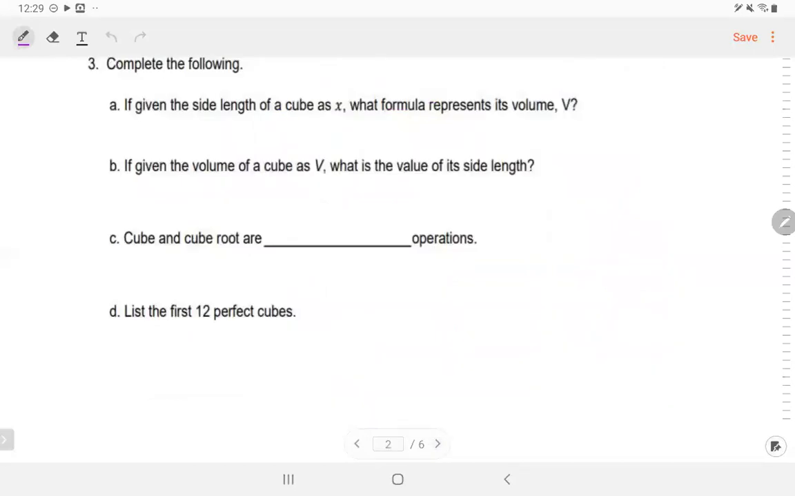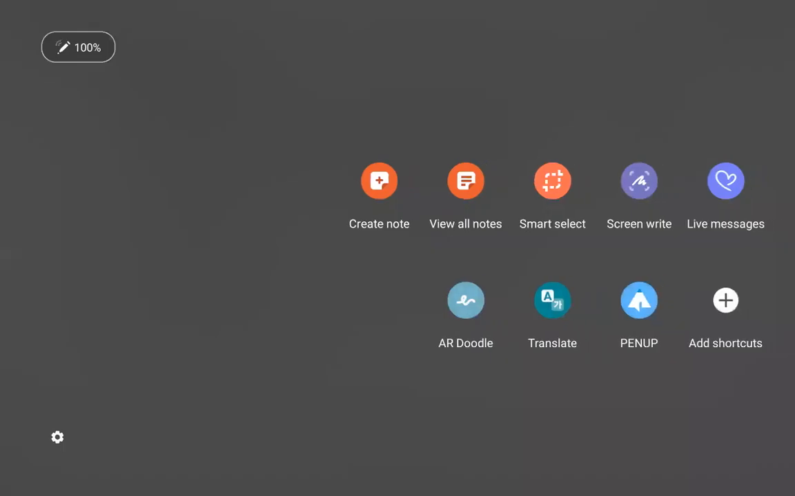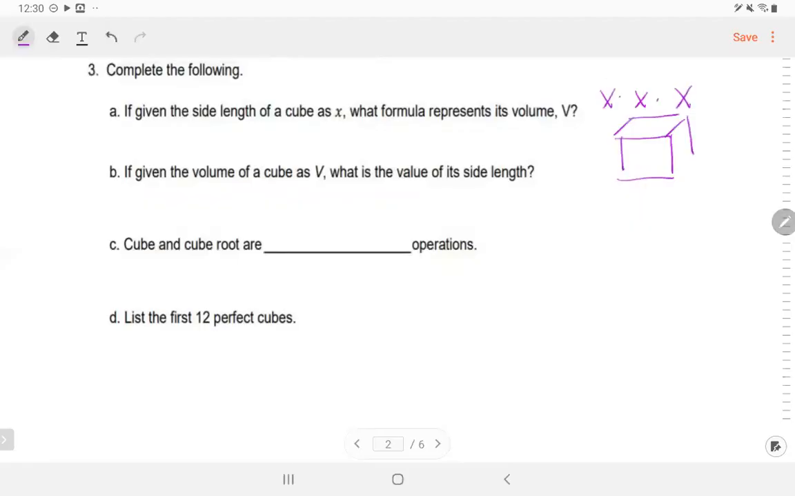So number 3, if given the side length of a cube is x, what formula represents its volume v? So similar to what we just did, instead of s, it's x times x times x. So if I have a cube here, it's x times x times x, or right here, volume equals x cubed.